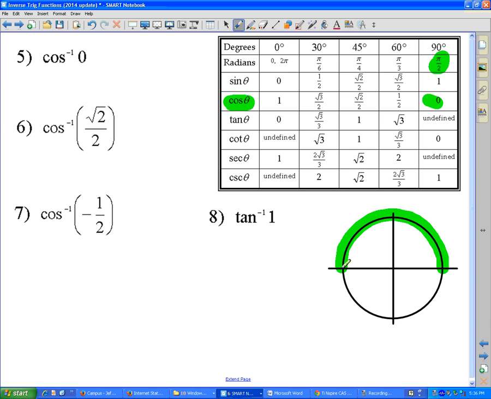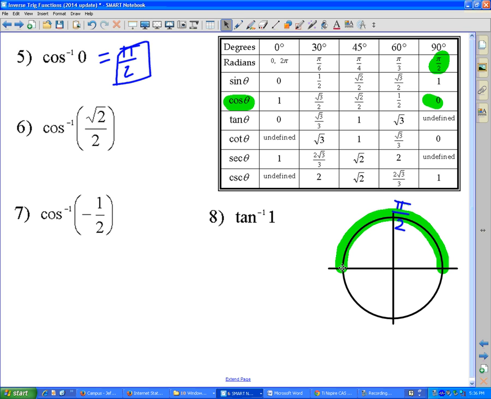But the key here is that the only positive place where you're going to get an answer of 0 as far as a pi over 2 reference angle goes is at pi over 2. And so that's your answer, pi over 2. Okay, pretty much you can get that right off of your table of values.